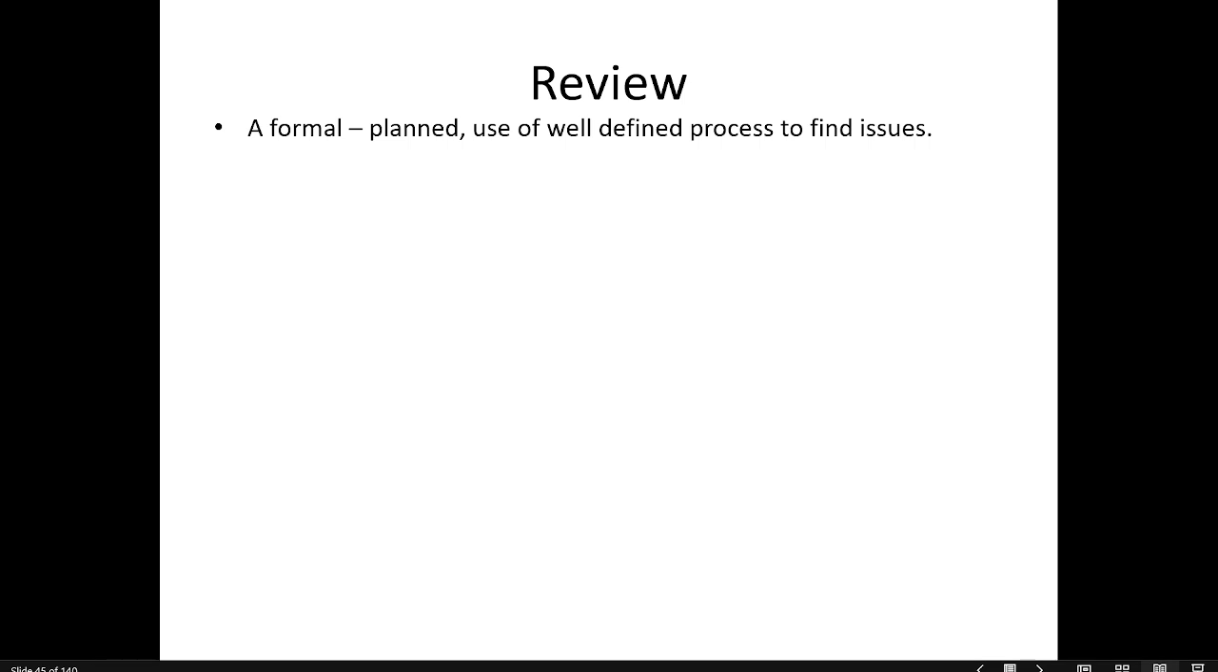So when I say formal, it is always planned. It's not a surprise; people cannot just walk in on the floor and say, okay, let's have a review. No, it's a planned process. It uses a well-defined process to find issues or problems. Who can be participants in this review? Peers, that is people at the same level, superiors, management, and customer. These are the different types.